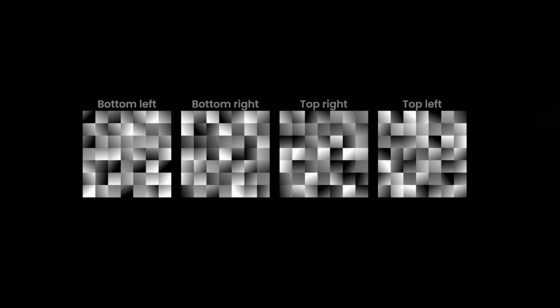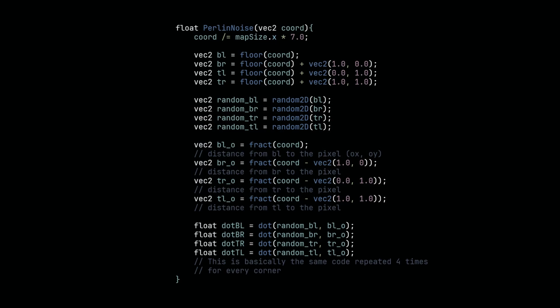Each corner of the chunk has its own map, therefore let's compute that product for every single corner. The final step involves blending those maps together.